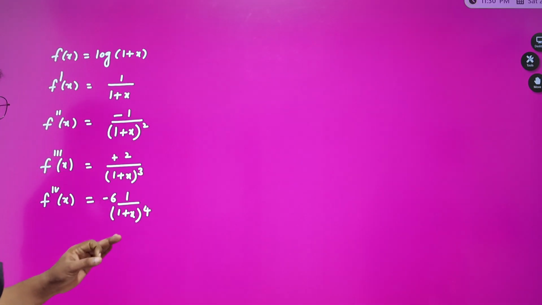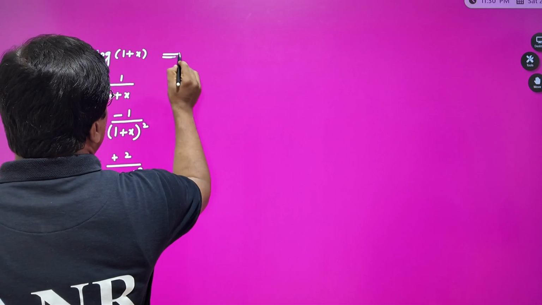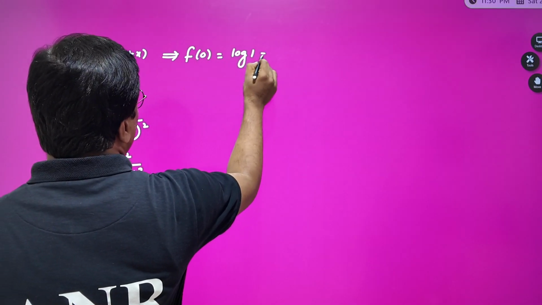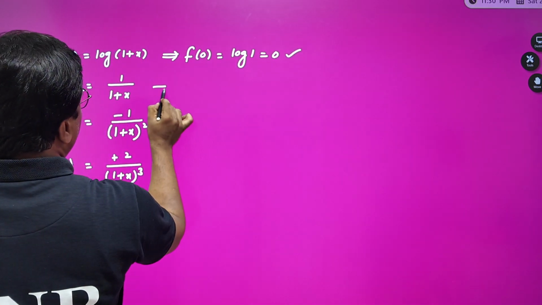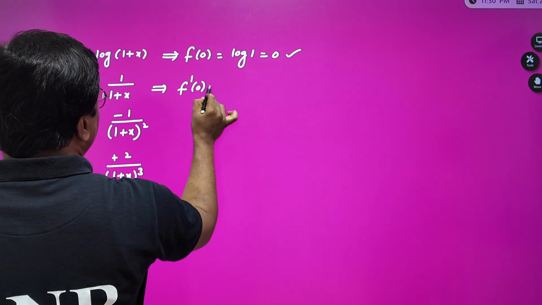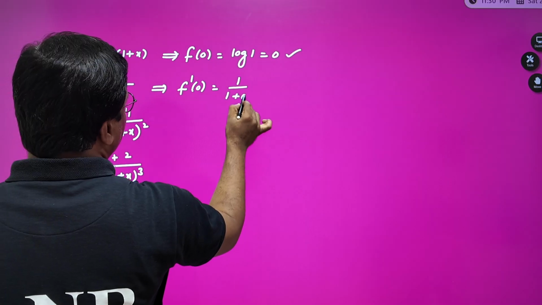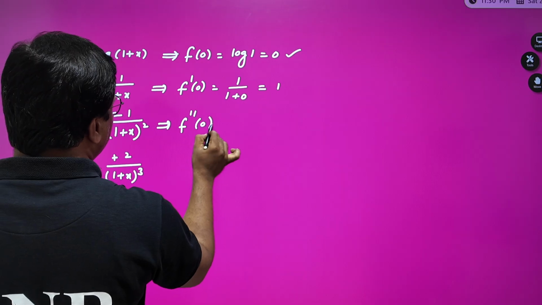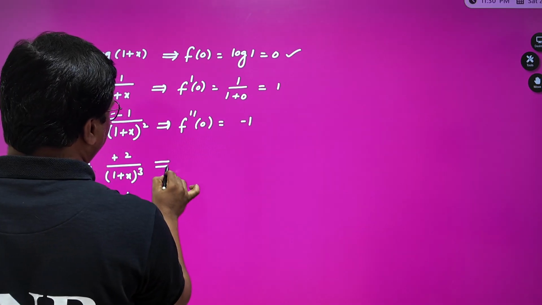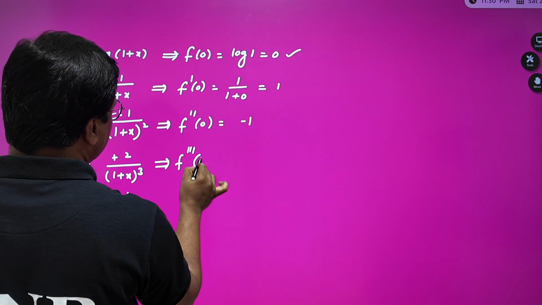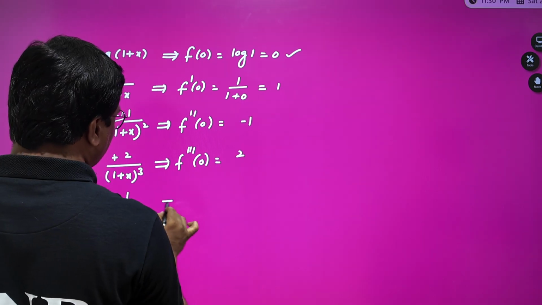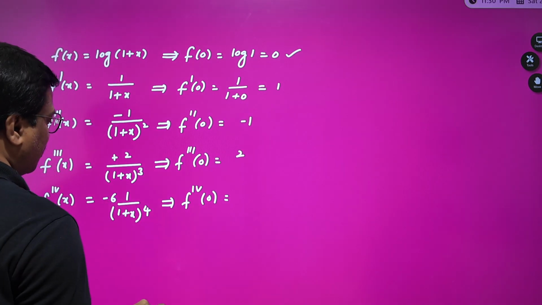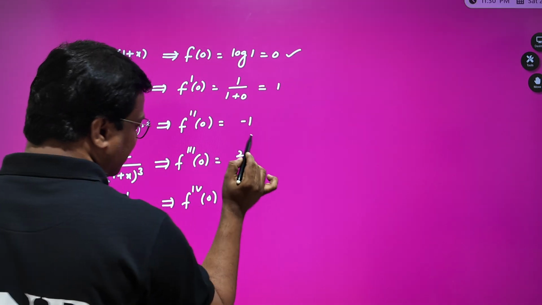Now I am going to write the value of f of 0, that is clearly log 1 becomes 0. Next f dash 0, 1 by 1 plus 0, clearly 1. Next its double derivative at 0, minus 1. Third derivative at 0, just 2. Next fourth derivative at 0, that is minus 6.